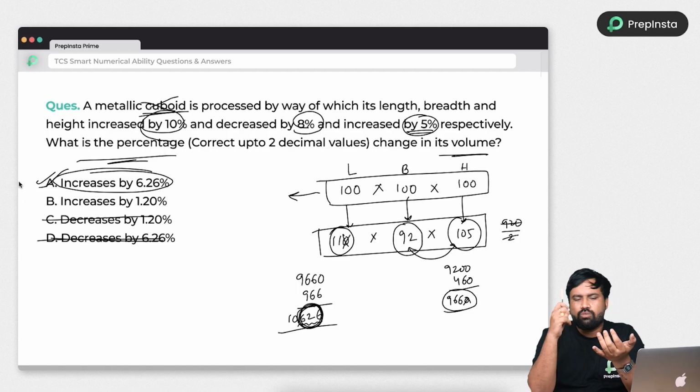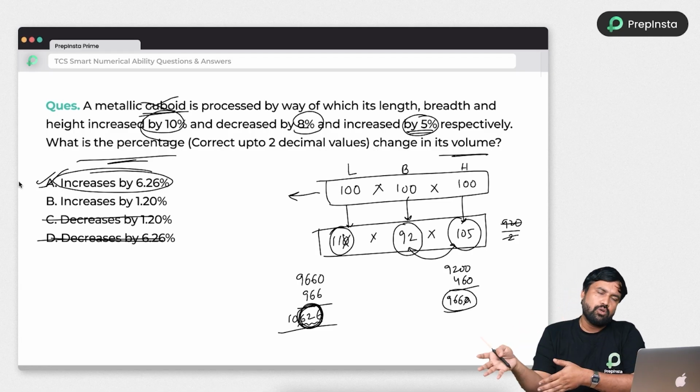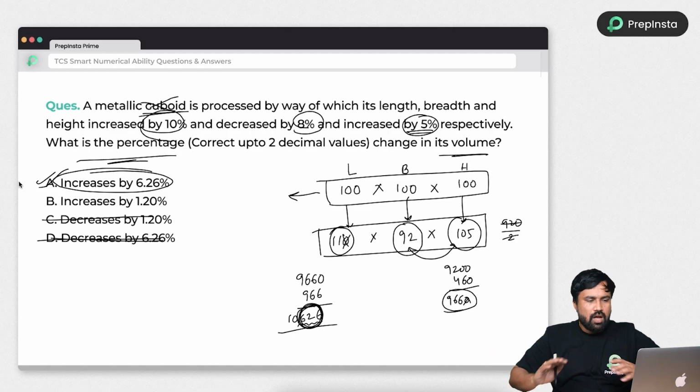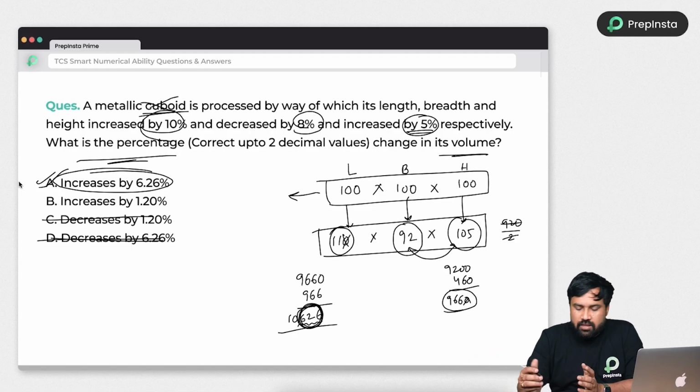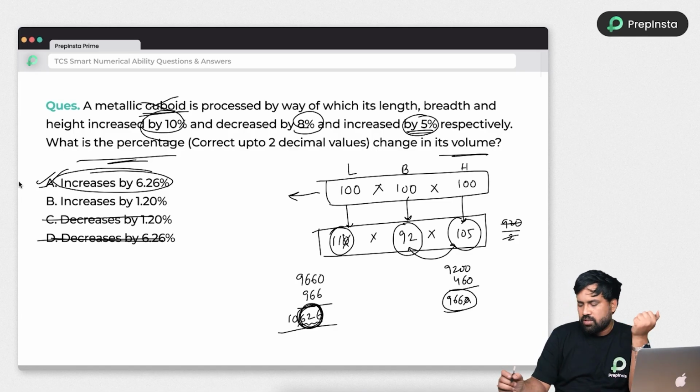You don't have to know too much geometry to do this type of problems, or you don't have to consider things like A, B, C and multiplication, and A into 110, B into 92, C into 105. Like this, so many people take a wrong approach towards these types of questions and end up with a huge calculation part. Even they will end up with wrong answers. Even if they use calculators. So don't make these mistakes.